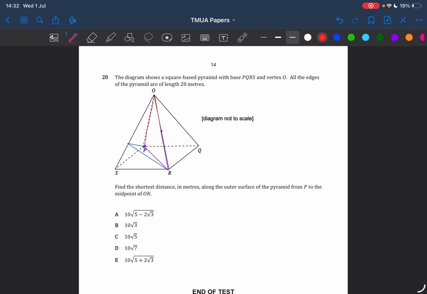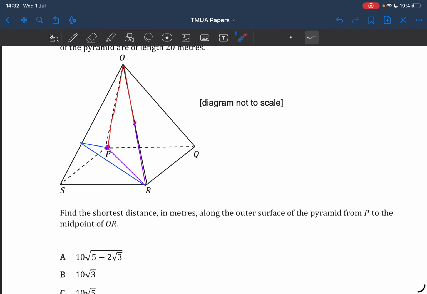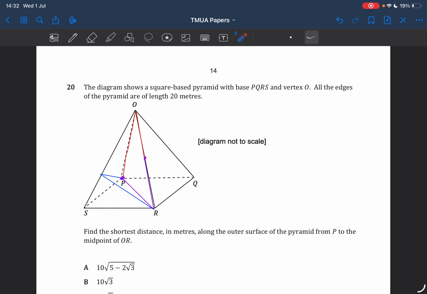So let's try and draw this out. Some of them are quite easy to think about. The red one: all the edges of the pyramid are of length 20 meters. So that's 20, that's 10. So the red one is equal to 30. The purple one, we must work out how long that is. So it's going to be 20 times root 2, because we know that's 20, that's 20. So it must be root 2 along there. And then plus a 10.